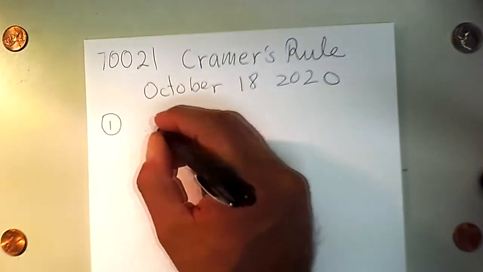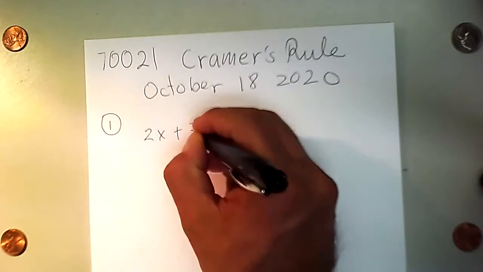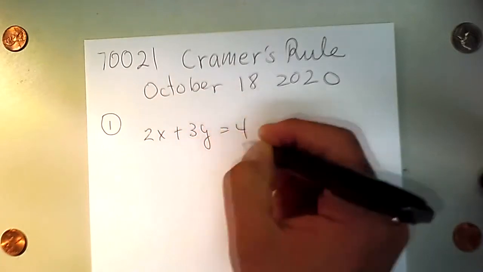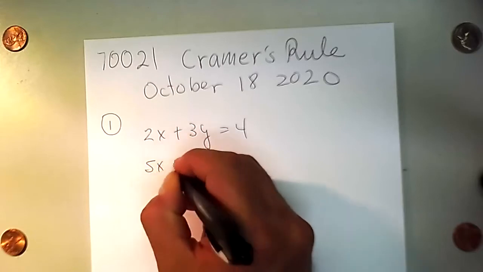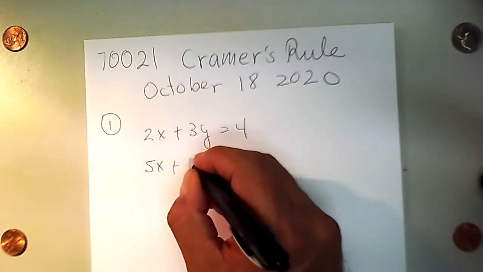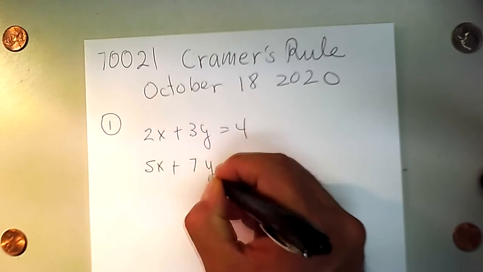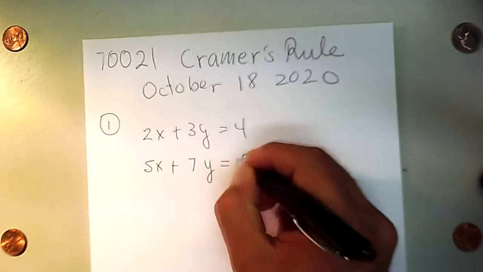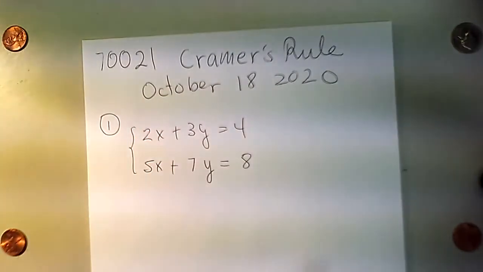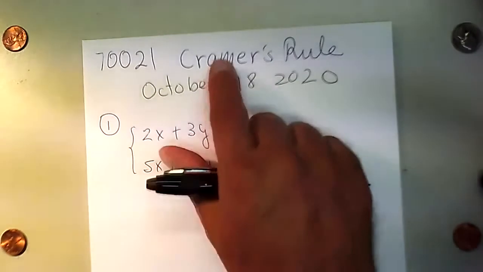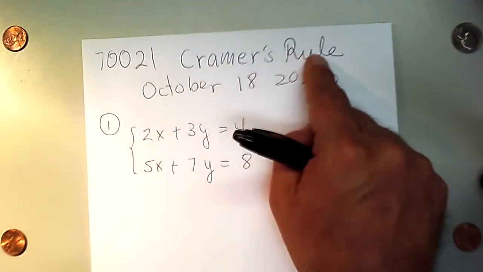Let's say we have 2x plus 3y equals 4, 5x plus, let's change that to 7y equals 8. Okay, so we have a system of equations and we want to solve this. I'm going to show you how Cramer's rule is applied.